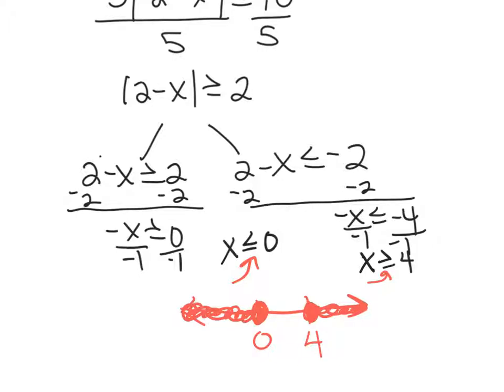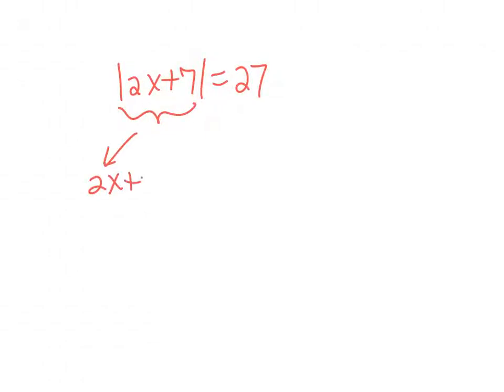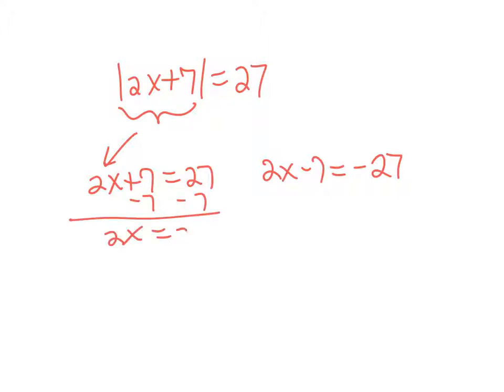It's problem number 2. The absolute value of 2x plus 7 is equal to 27. The absolute value is already isolated, so we're going to go ahead with our 2 equations. 2x plus 7 is equal to 27, and 2x plus 7 is equal to negative 27. We're going to subtract 7 on each side, and we get 2x is equal to 20. Divide by 2, and x is equal to 10.